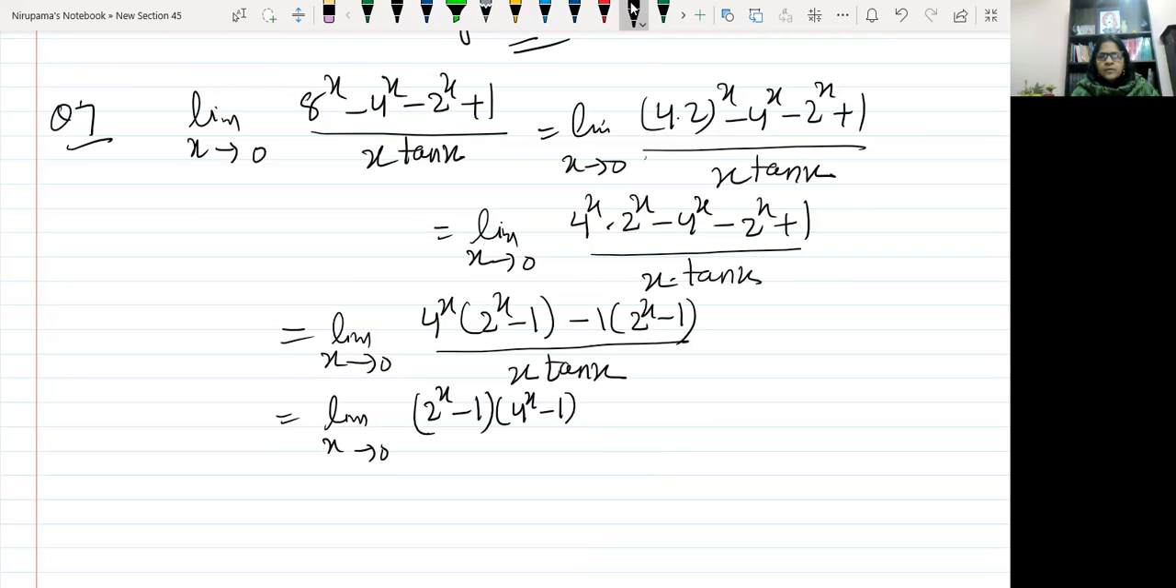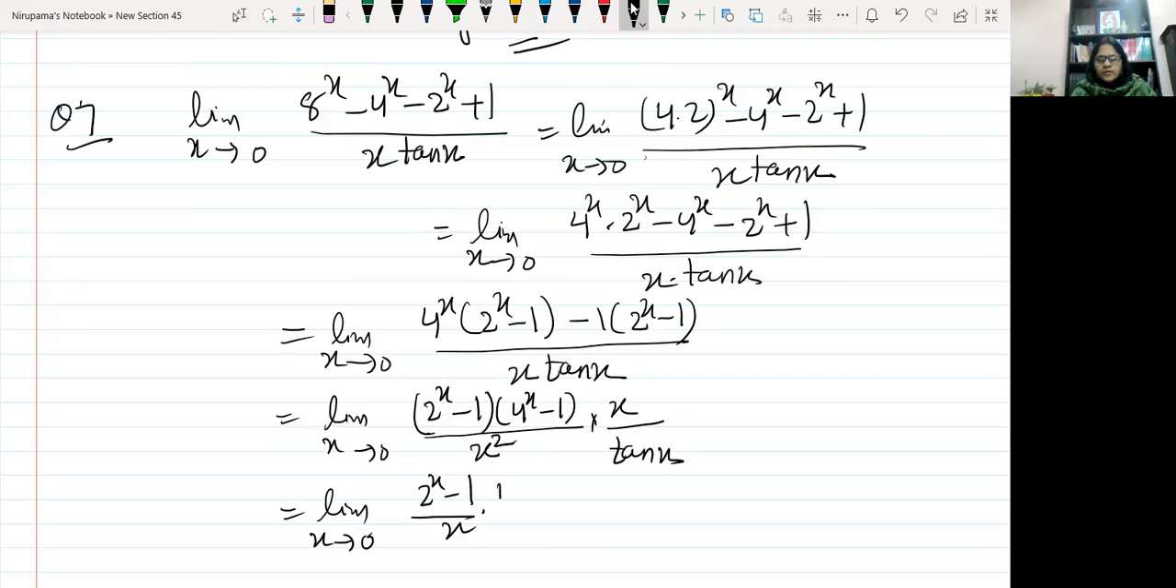Okay, and yes, we have x. So if I write here x square, and here I can write x by tan x. See, is it mathematically okay? Okay, great. So x approaches 0, (2^x - 1) by x, into (4^x - 1) by x, into x by tan x.